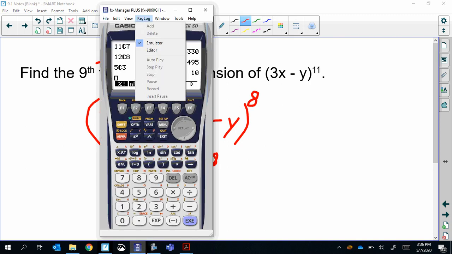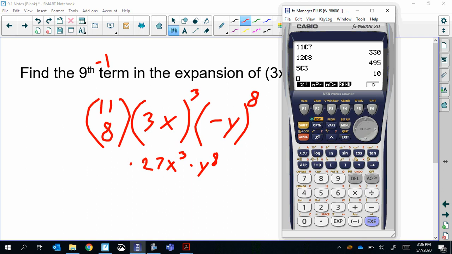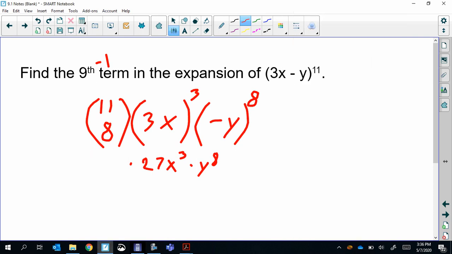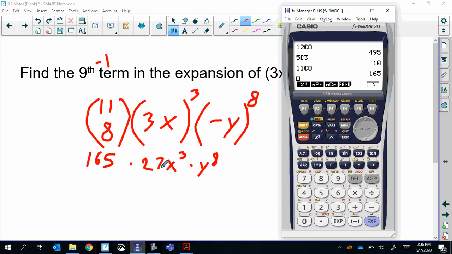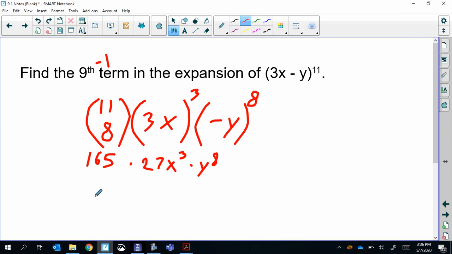And then 11C8. Let's move that over so we can see. 11C8 is 165. And then we're multiplying 165 times 27 times 1. 4455. And then it's x to the third, y to the 8th. Remember, those will always add to be 11, the exponent in the problem.